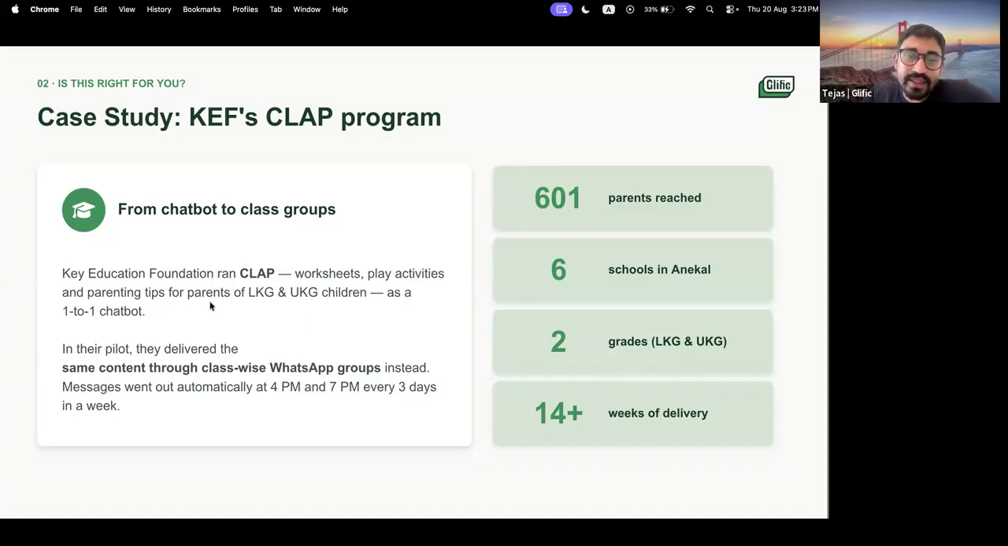And they had a pretty scaled program until 2024 through a one-on-one chatbot. Imagine, every week they have to send these 2 or 3 types of nudges to these parents.